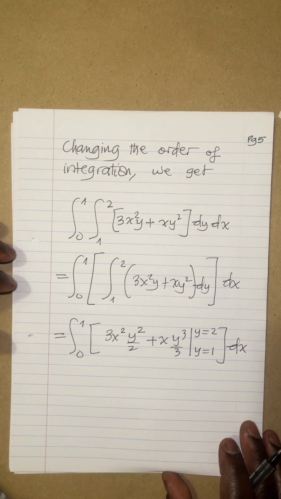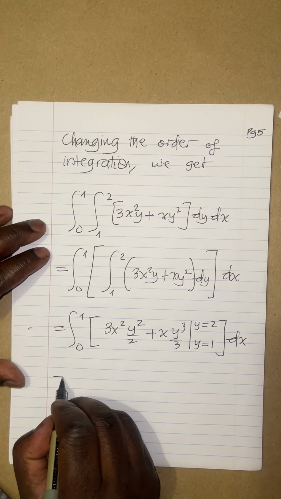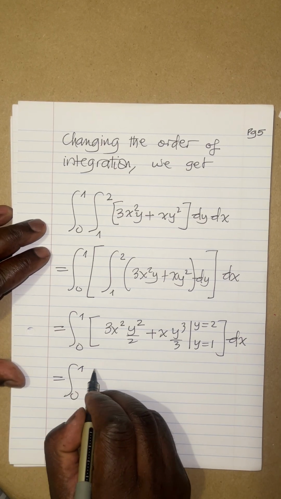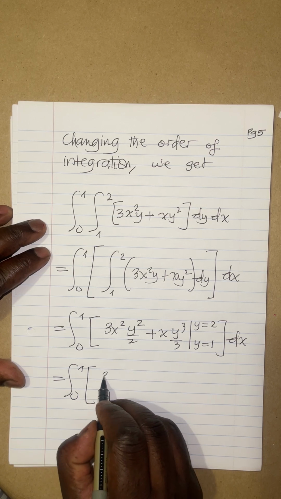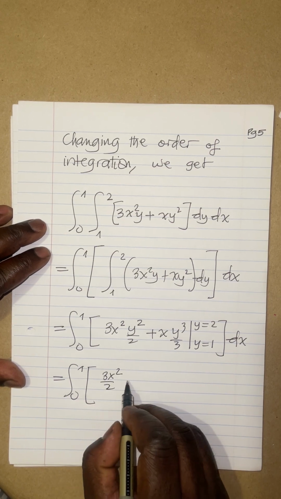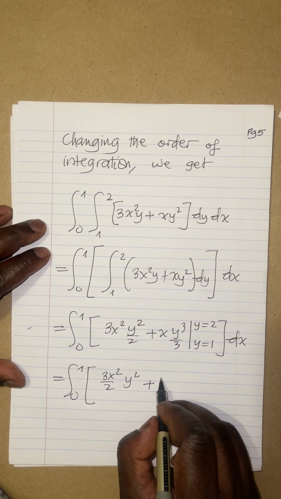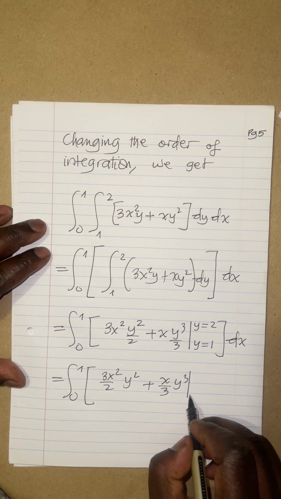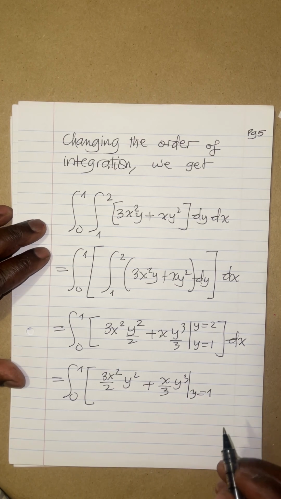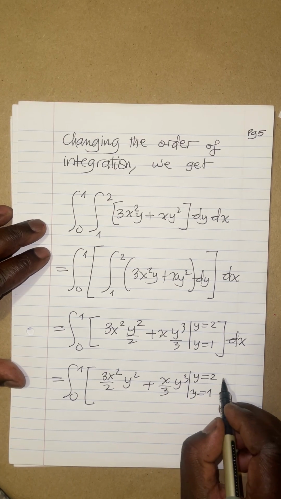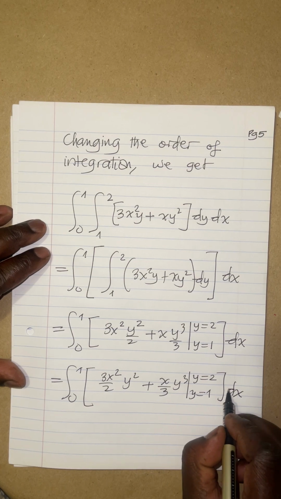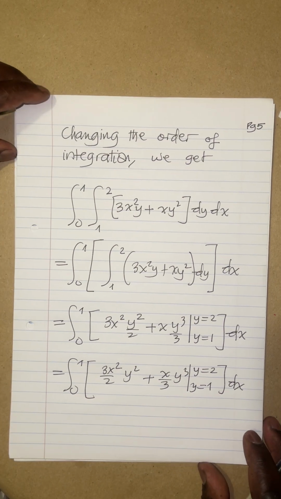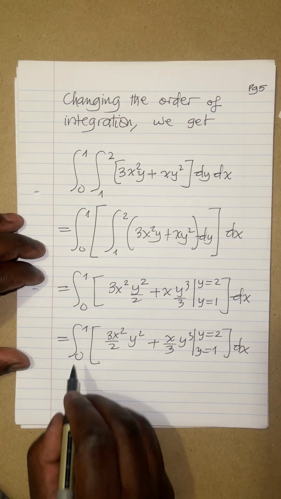I have the x outside. Now let me rewrite this. The integral from 0 up to 1. Watch this. This is going to be 3x squared all over 2, and then y squared plus, remember we're dealing with y, so x over 3, and then y cubed. Now we're focusing from y equals 1 up to y equals 2, and then I have the x outside there.